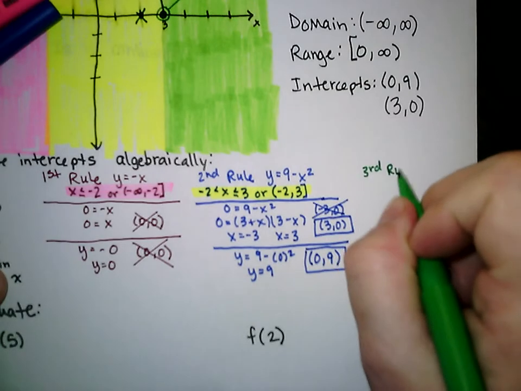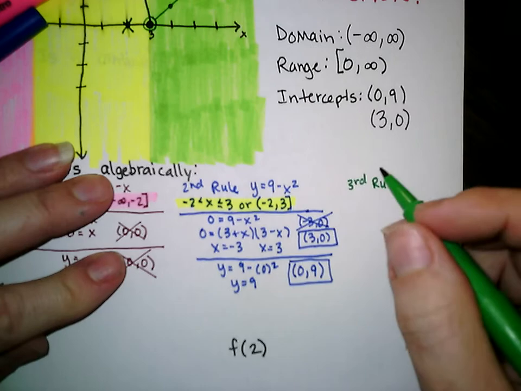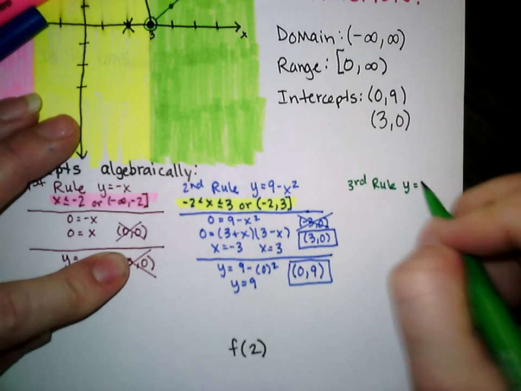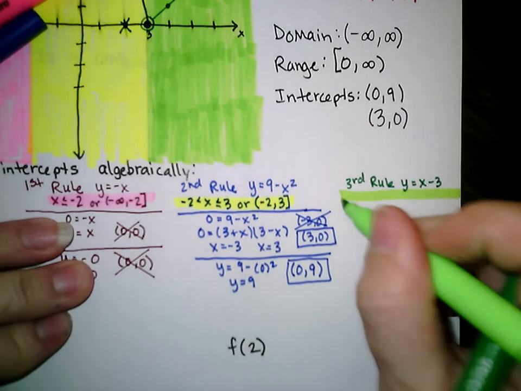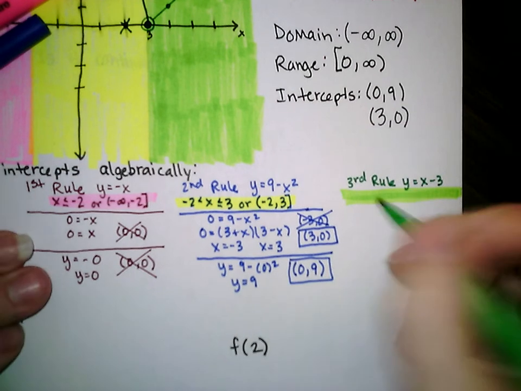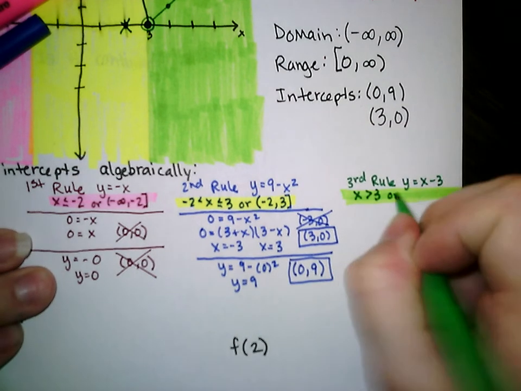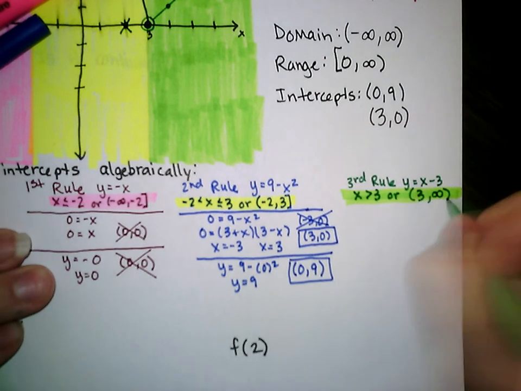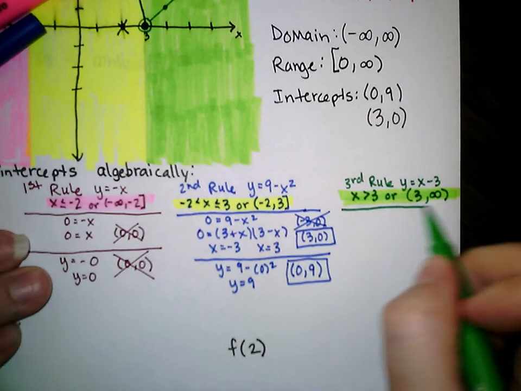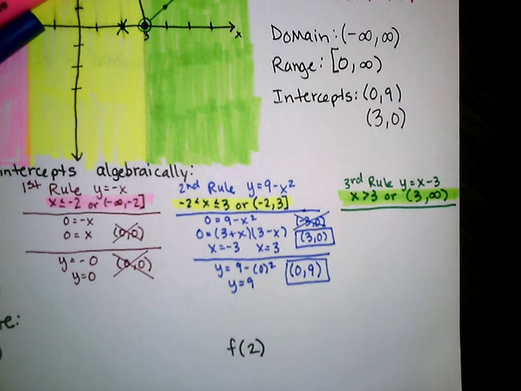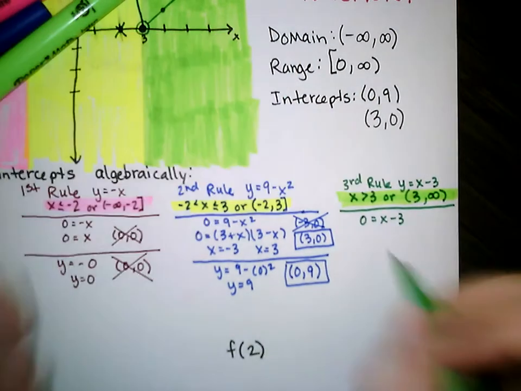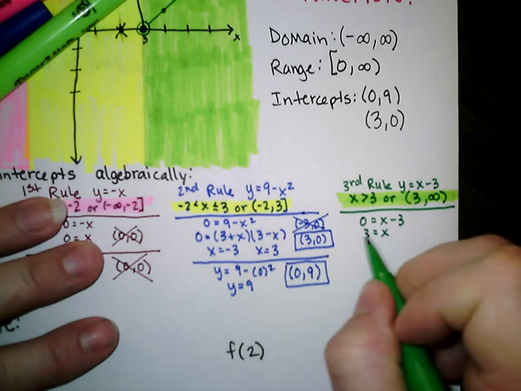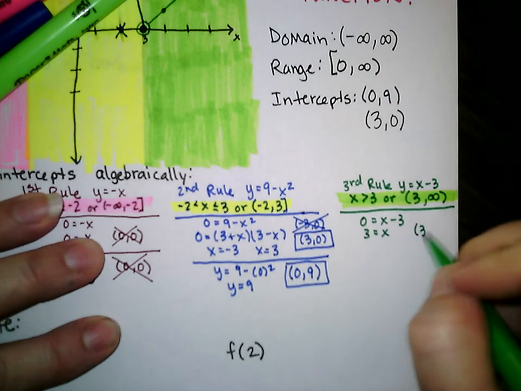And then our third rule, which was y equals x minus 3. And that was our green zone, which was x greater than 3, or from 3 to infinity, not including the 3. Okay. Let's check our x-intercept. So we're going to sub in 0 for y. So 0 equals x minus 3, which would give us x equals 3. So that is the ordered pair (3, 0).